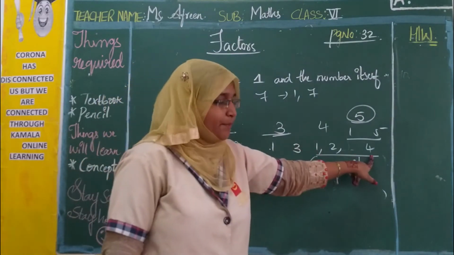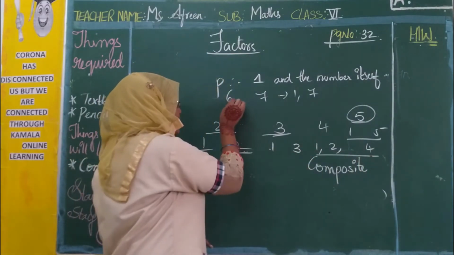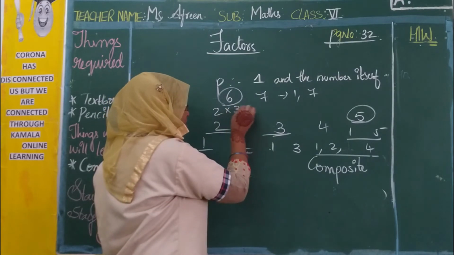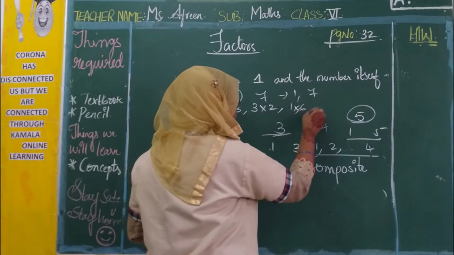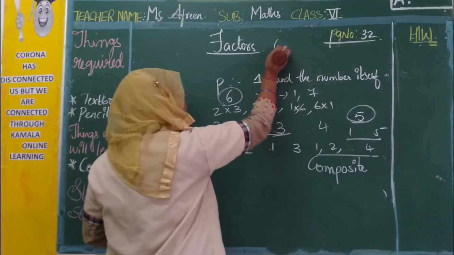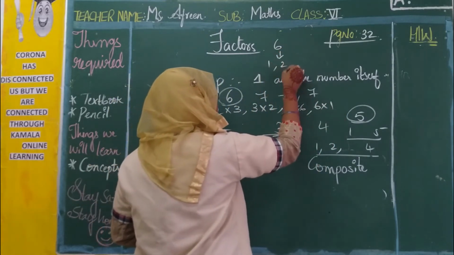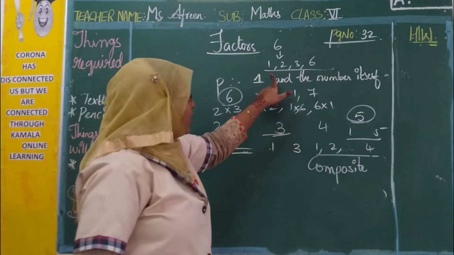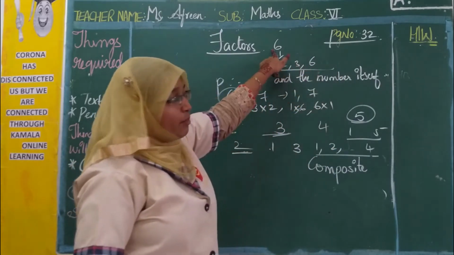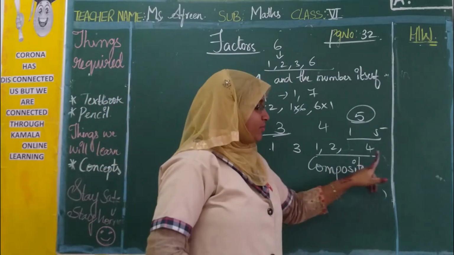4 is having 3. Again we have done 6. What is 6? 2 3s are 6. 3 2s are 6. 1 6 is 6. 6 1s are 6. It means for 6 what are the factors actually? 1, 2, 3, 6. There are more than 2 factors. More than 2 factors, then that number is called a composite number.